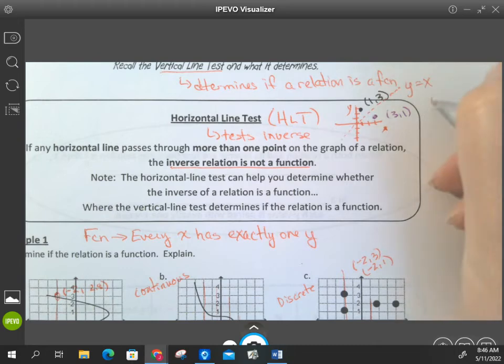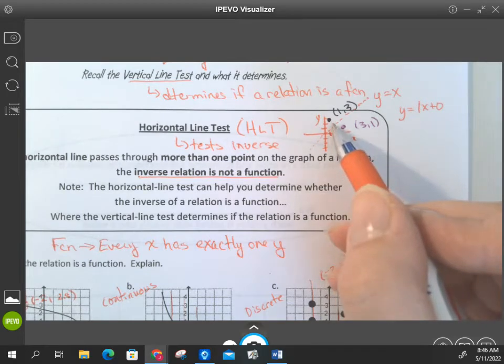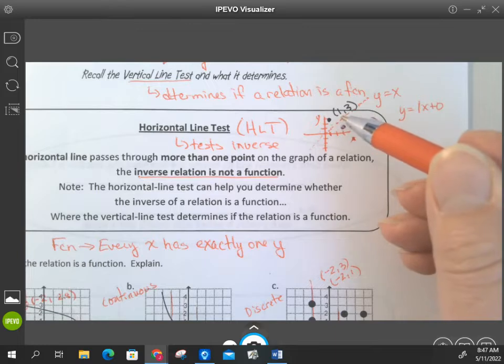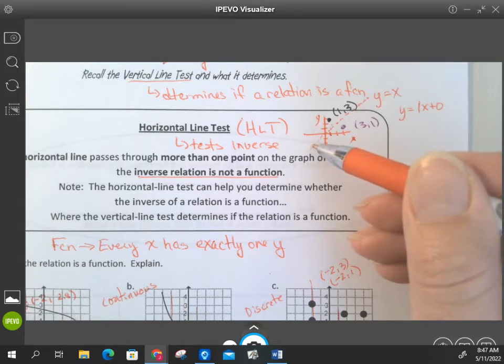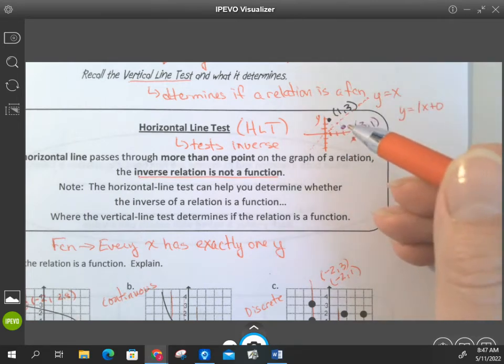Guys, y equals x is the same as y equals 1x plus 0, right? Start at 0, up 1 over 1, up 1 over 1. No matter where I go on this line, 1, 1, 2, 2, 3, 3, 10, 10, -5, -5, whatever x is, y is. And so inverses flip over here.